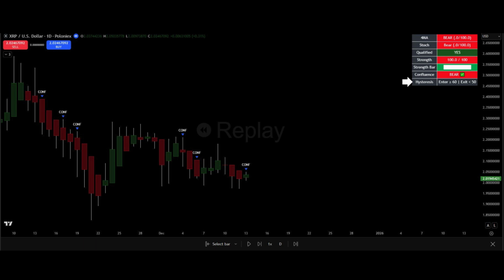Hysteresis, why this doesn't flicker. This indicator uses hysteresis to reduce noise near the decision boundary. For example, it may require strength above 60 to enter a bull regime and below 50 to exit it. This prevents rapid flipping during 50-50 conditions and helps you stay aligned with the broader regime.